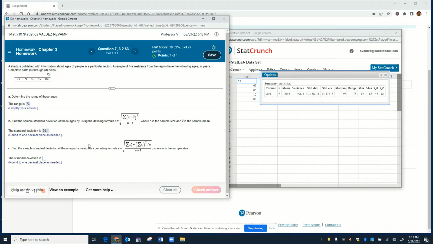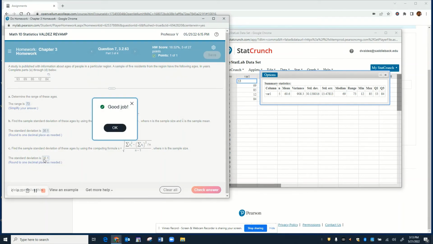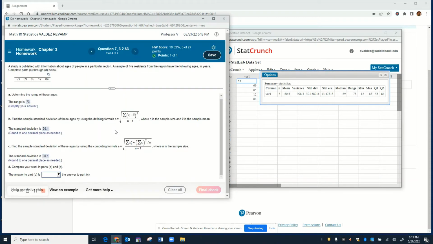Excellent, thank you. Now they want you to practice doing the standard deviation with a different formula by hand. Who cares? If you really are desperate to experience the formula, go for it. But I will never test you on it, nor is it going to be essential when you're becoming a statistician. Okay, compare your work in parts B and C. Well, they're the same, and that's all you have to say here.